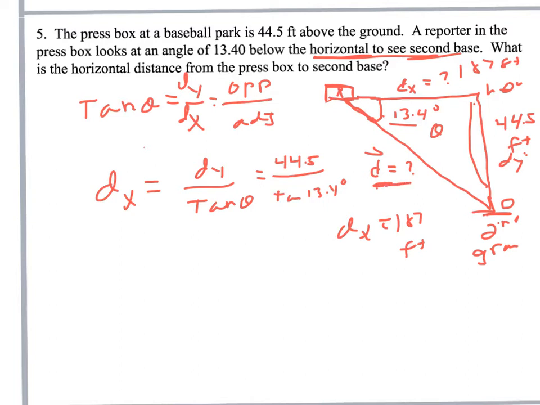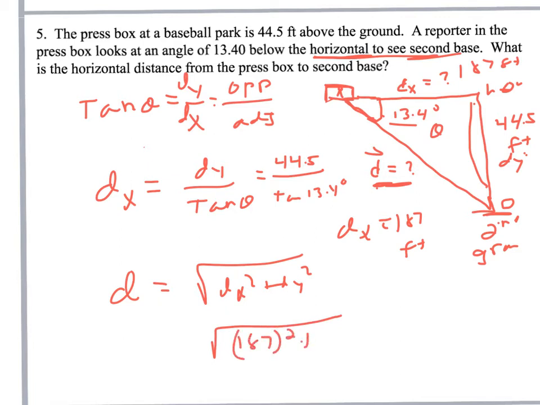So this vector here is that value d. So d is equal to the square root of d sub x squared plus d sub y squared. It only asked us for the horizontal distance, but if it asked us for the magnitude of the vector, you would find that with the Pythagorean theorem. So your d sub x would be your 187 squared plus your 44.5 squared, and that would give you your value of d.